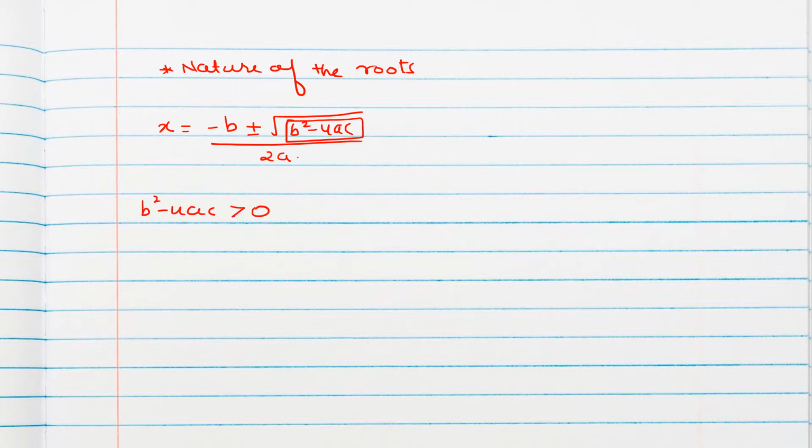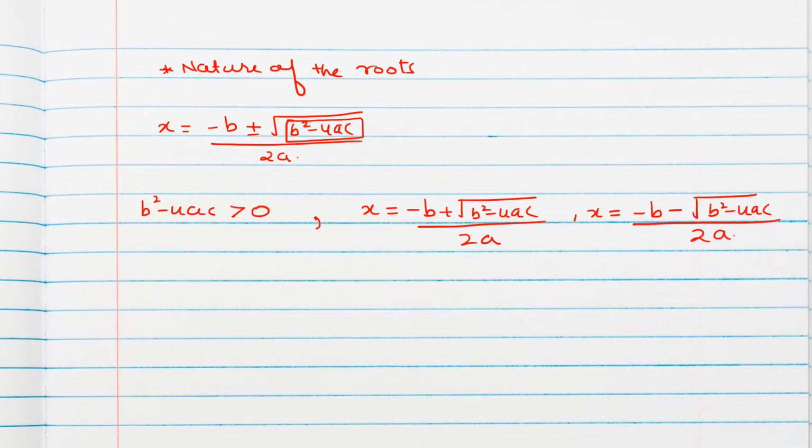Suppose it is positive, meaning this root will give some value. So here we will get two roots: one with the plus sign, that is minus b plus square root of b square minus 4ac by 2a, and one with the minus sign, minus b minus square root of b square minus 4ac by 2a. So if b square minus 4ac is positive, roots are real. Real values, and two roots we will get, isn't it? Minus b plus this root and minus b minus this root will give two different values.